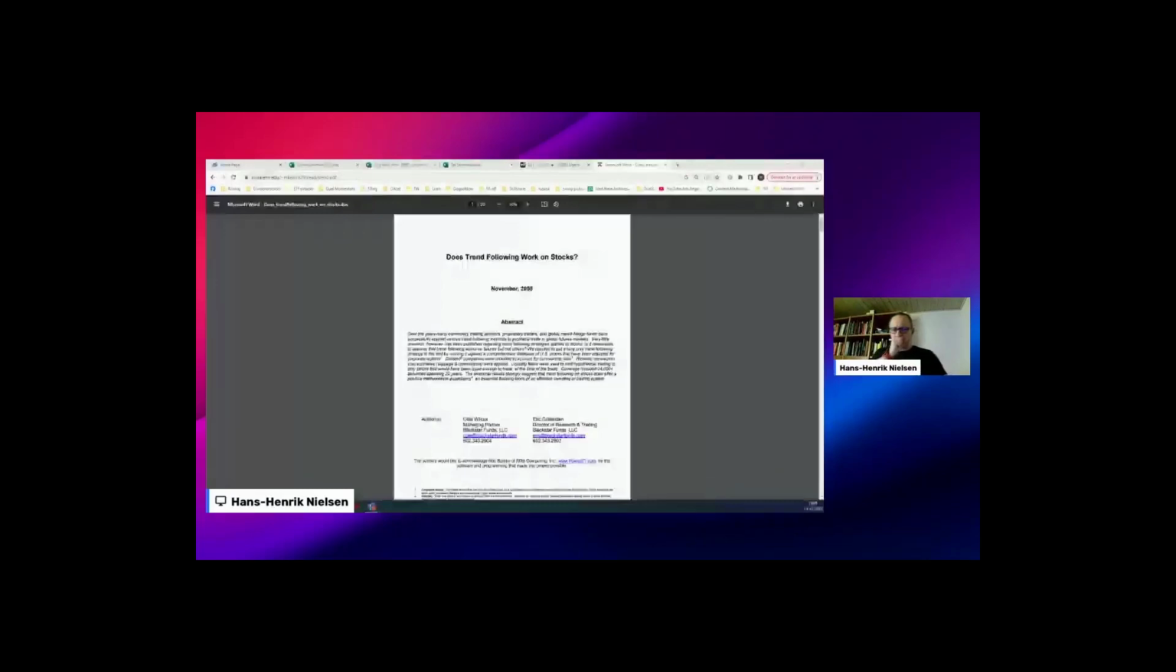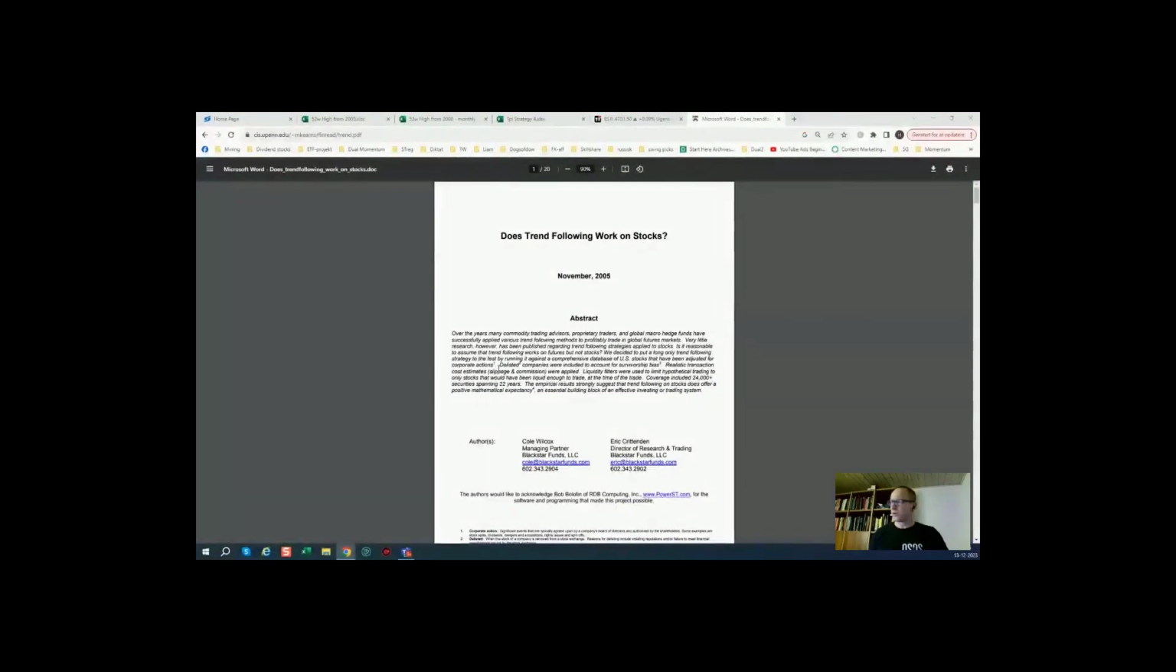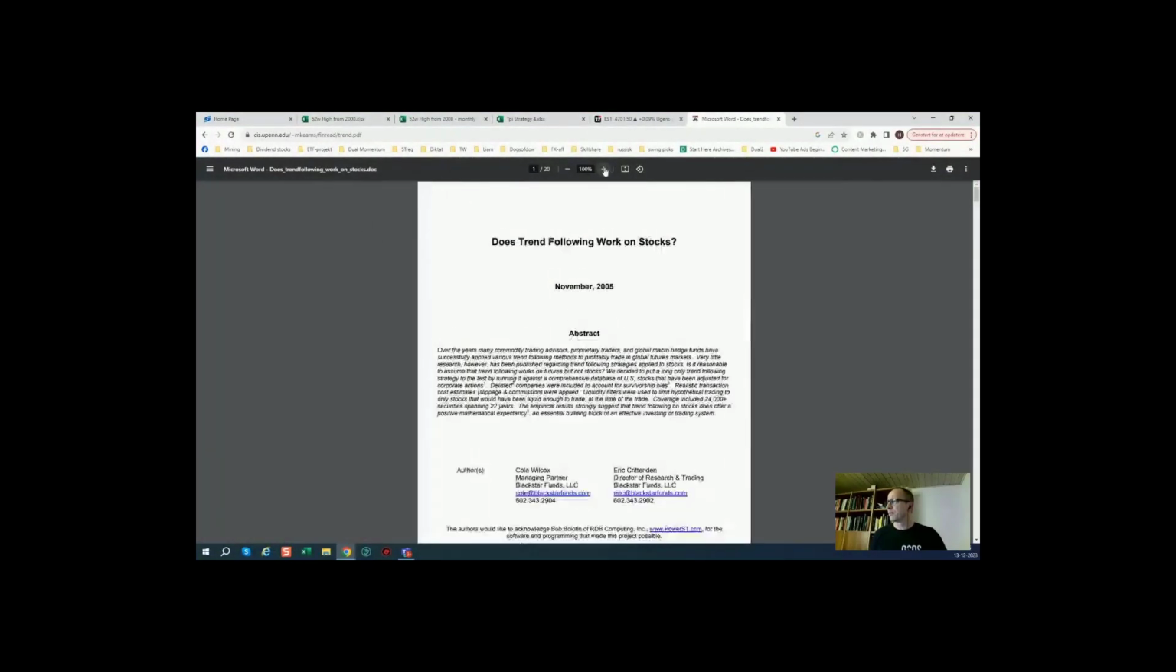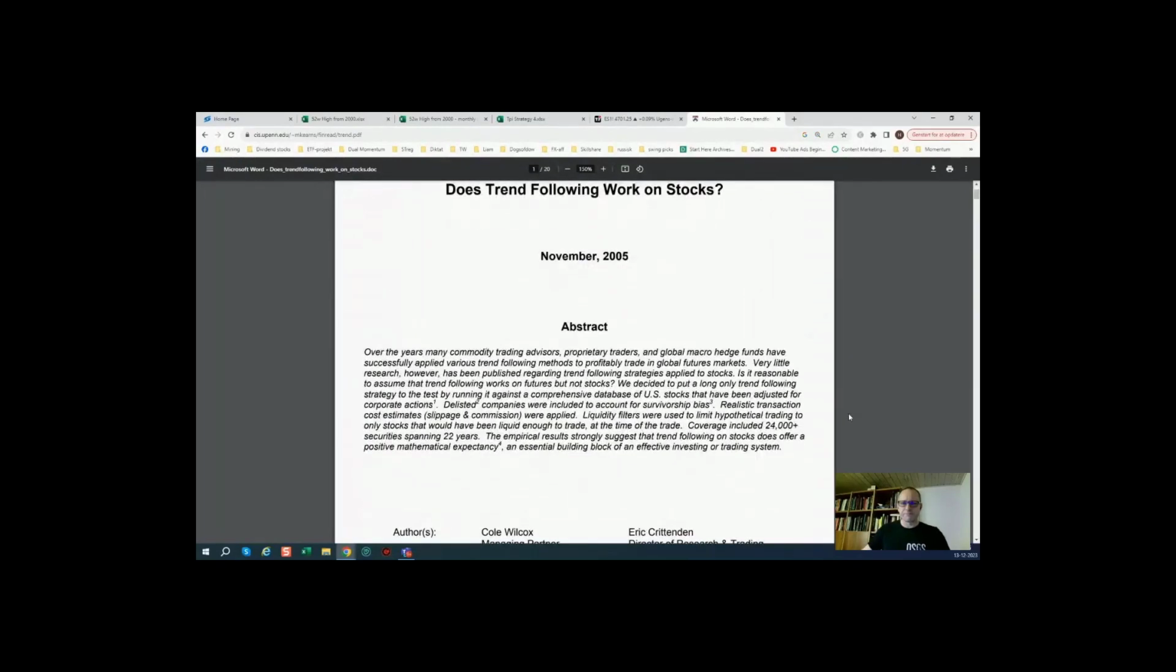Let me just share my screen. That would make sense here. All right. Let's just see here if you can. Good. I know it's a bit small, but I will zoom in a bit here. All right. Does trend following work in stocks?